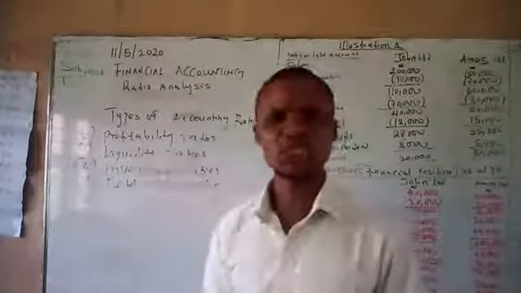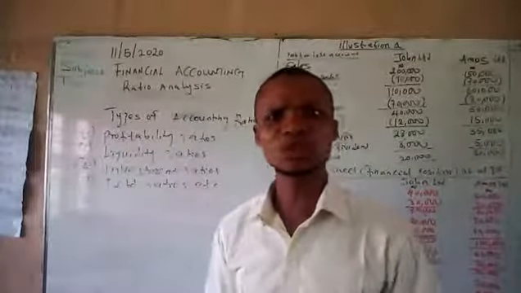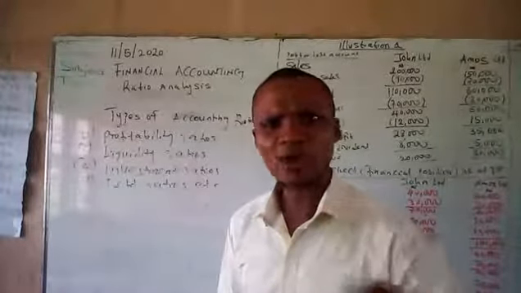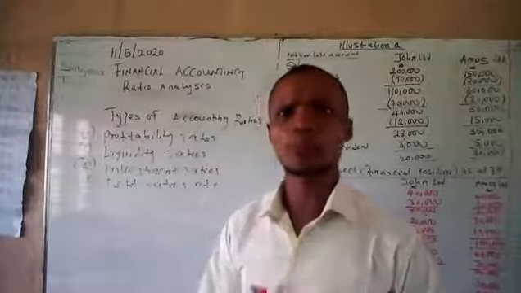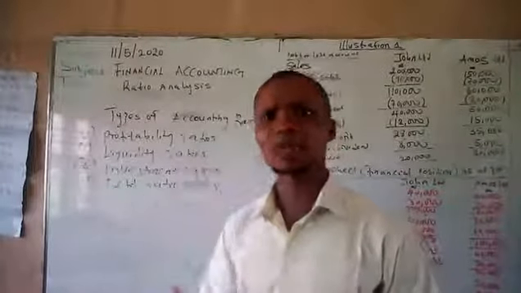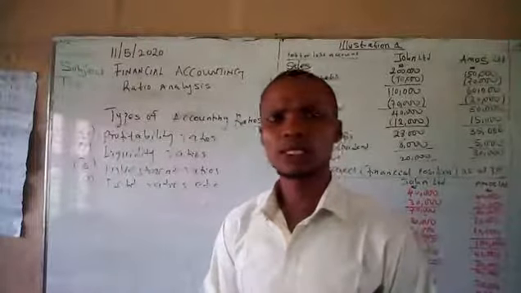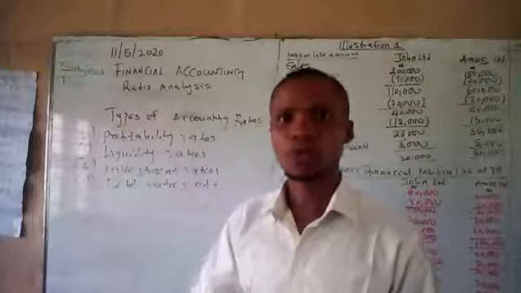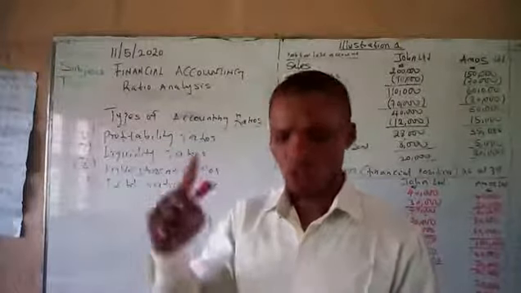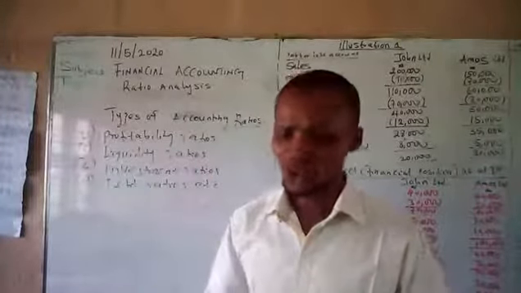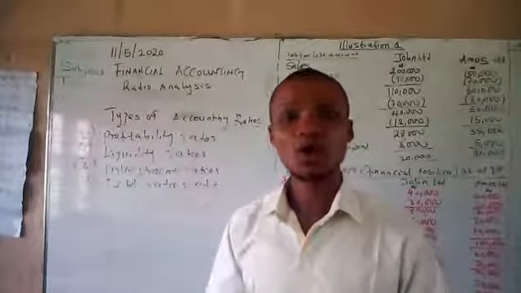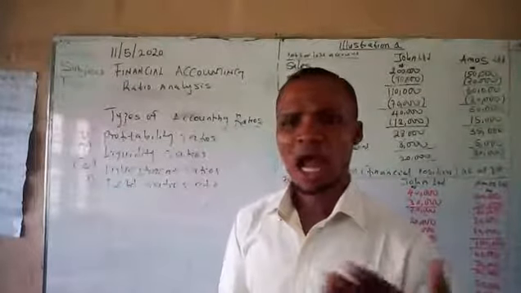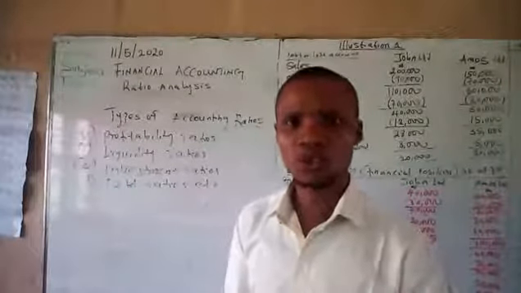We have liquidity ratio. The word liquidity simply means the ability of an organization to meet up with its short-term debt as and when due. Therefore, there are different liquidity ratios: we have current ratio, acid test ratio, stock turnover ratio, debtor collection period, payment period, and so on.